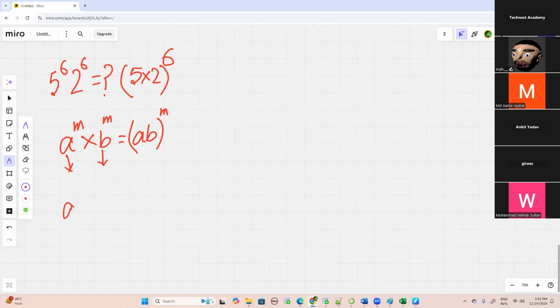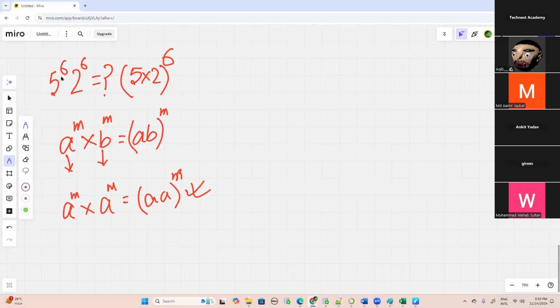What if I have a to the power m into a to the power m? Can I write it as a into a to the power m? Is this allowed? Yes, it's allowed. What about others? Is this allowed, guys? Yes, it is allowed. So don't get confused here. This is applicable even if the base is different, and even if the base is same, that doesn't matter. If the power is same, you can apply this.